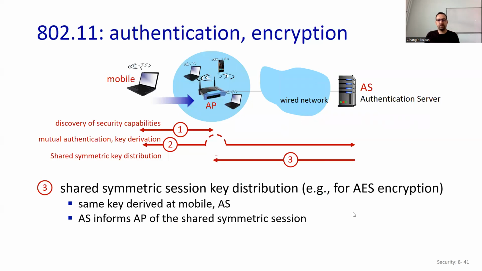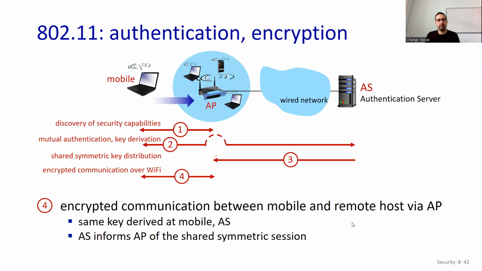Shared symmetric session key distribution, for example, AES encryption, same key derived at mobile and authentication server. Authentication server informs access point of the shared symmetric session key. Okay. Encrypted communication between mobile and remote host via AP, access point. Same key derived at mobile and AS. AS informs, yes, this is already mentioned.